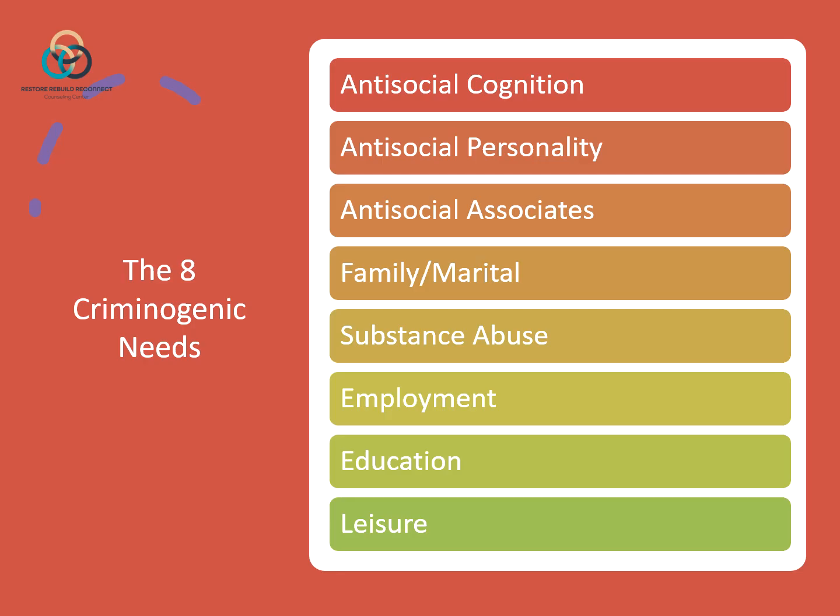So here they are, the 8 criminogenic needs or risk factors. We have antisocial cognition, and I will get more into these on the next slides. But antisocial cognition, or how someone thinks, antisocial personality, which attributes to how they behave, antisocial associates, so the people that they surround themselves with, family or marital issues, substance abuse issues, employment issues, education, and leisure. So let's dive into how we can identify these and what these are, and learn more about them.